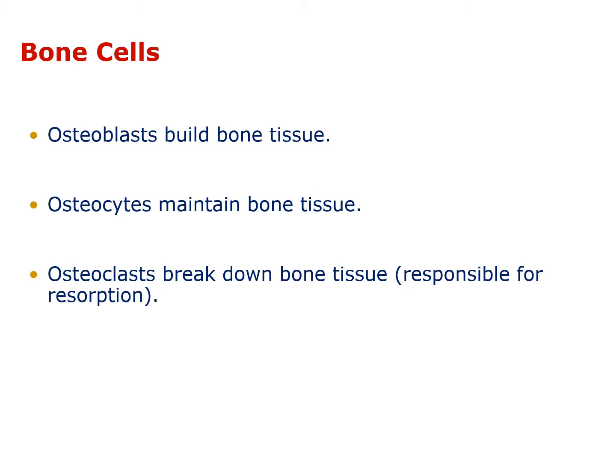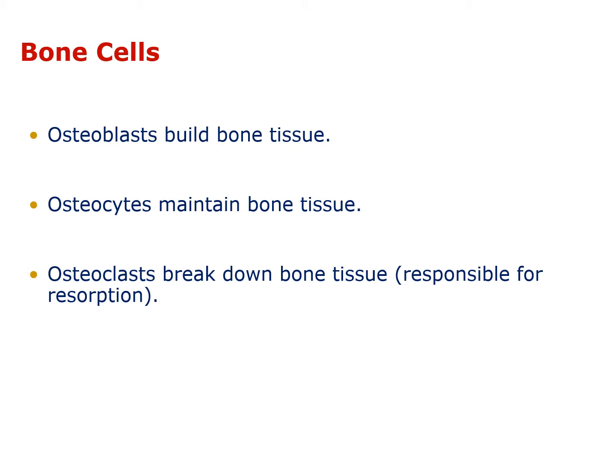Osteoblasts build bone tissue. When they become stuck in the bone matrix, they're called osteocytes. They live there and maintain that bone tissue from then on. Osteoclasts break down bone tissue, and this is resorption. This is how we get minerals out of the bones. So your bones are constantly breaking down and being rebuilt.